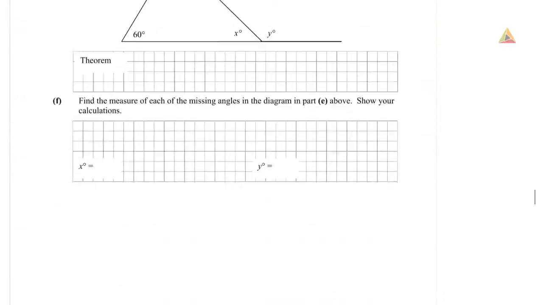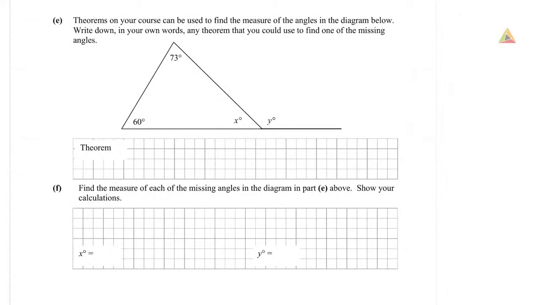Okay, so there's actually more to this question, E and F, and then we're done. So theorems on your course can be used to find the measure of the angles in the diagram below. Write down in your own words any theorem that you could use to find one of the missing angles.